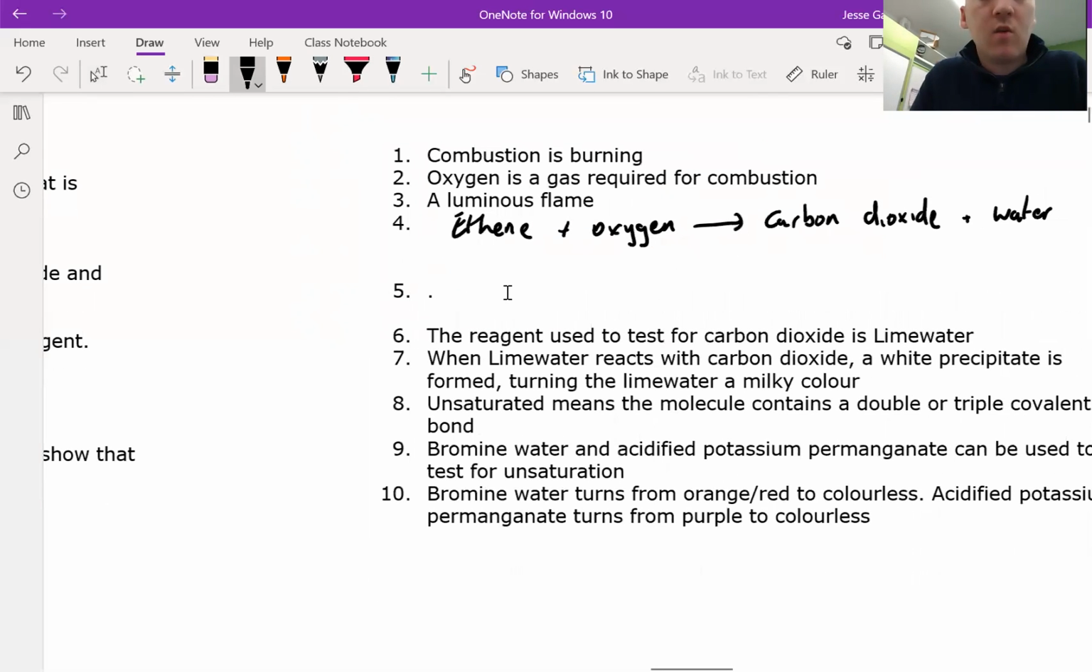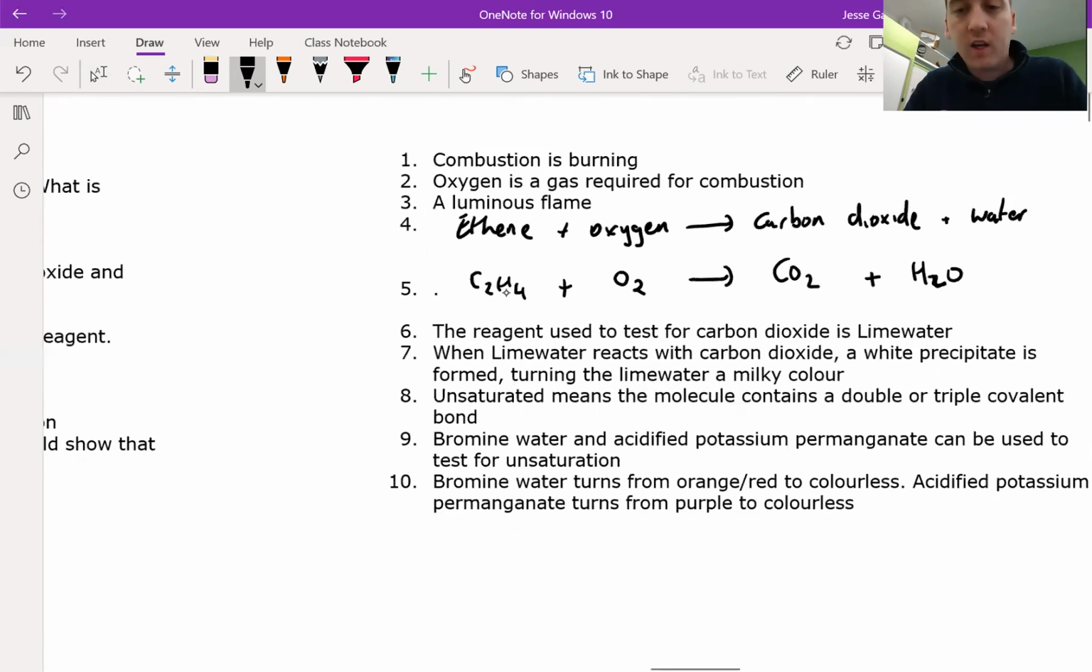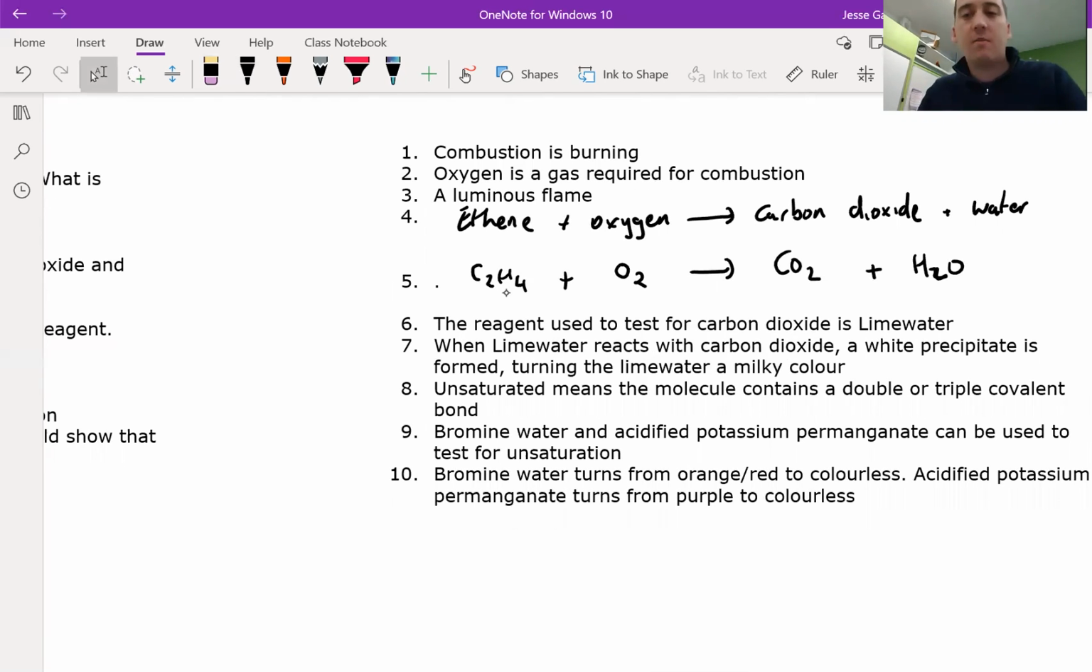The symbol formula for ethene is C2H4. The symbol formula for oxygen, you should know by now, is O2. Carbon dioxide is CO2, and water is H2O. Well done if you did that much. We need to check now if it's balanced. So if you weren't able to do the first bit by writing out the symbols, pause now and check that it's balanced. You're only watching the video if you've got a balanced equation in front of you.